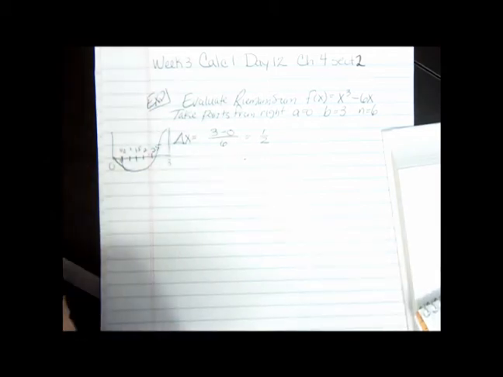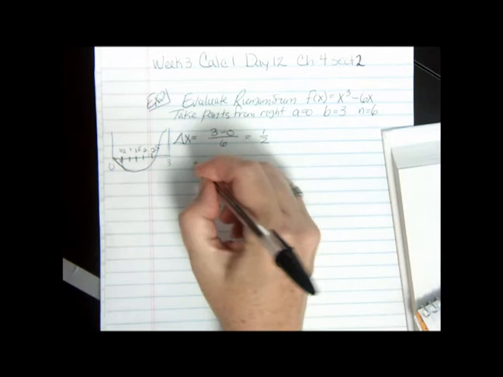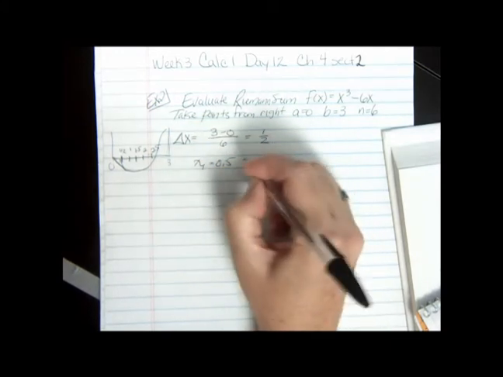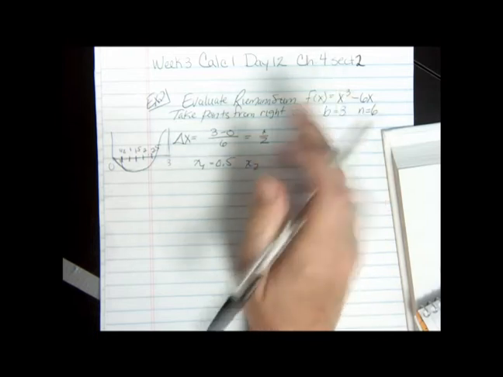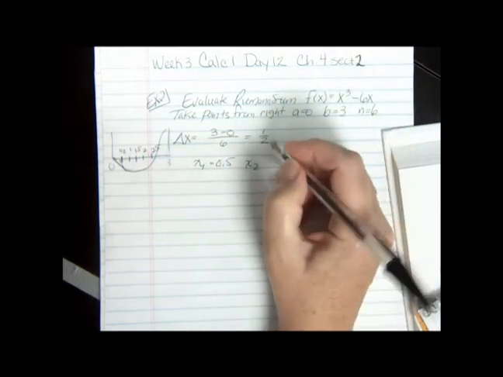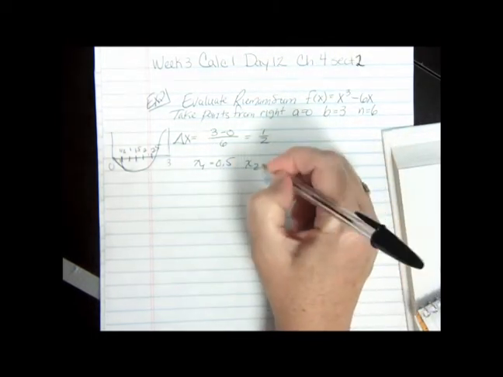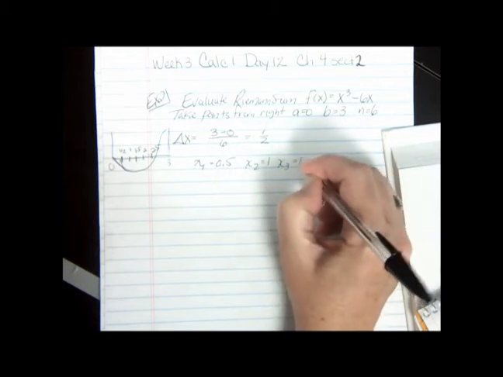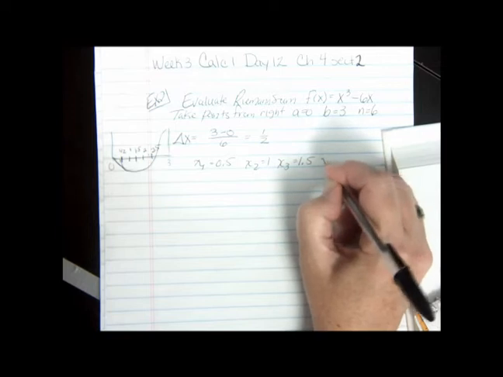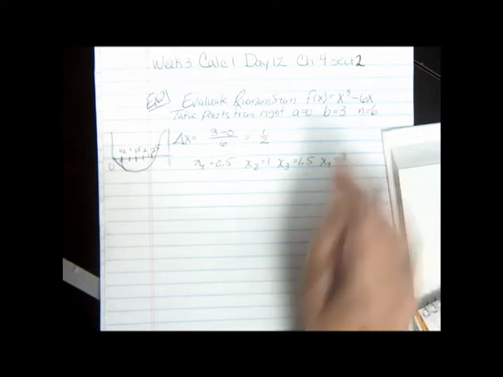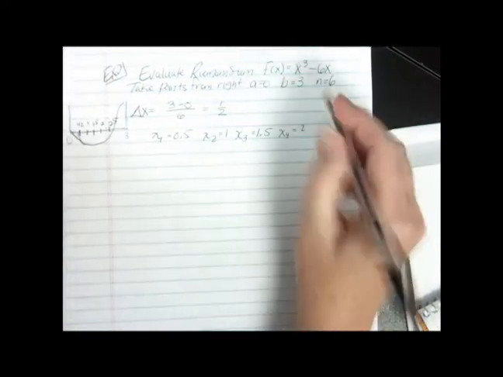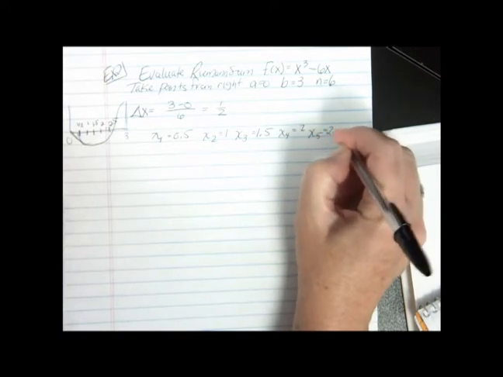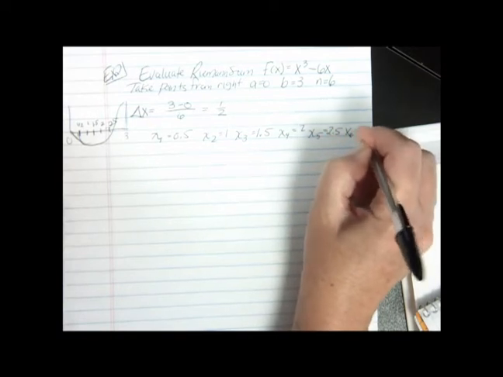Okay, so my x sub 1 point is 0.5. My x sub 2 point is 1. My x sub 3 point is 1.5. My x sub 4 point is 2. My x sub 5 point is 2.5, and my x sub 6 point is 3.